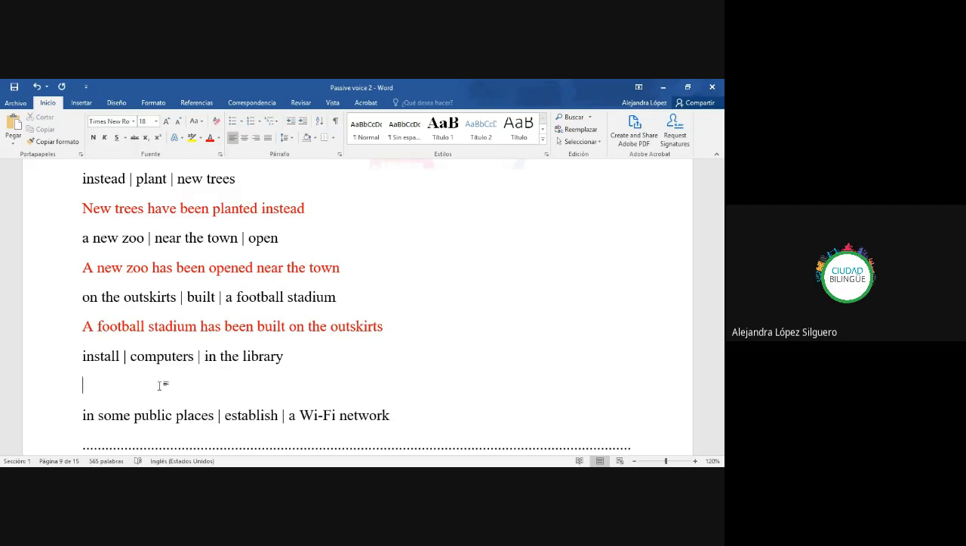Okay. Computers have been. Remember, computers we have a plural, computadores. So the auxiliary will be have been. In the library iría de último, right? It's a complement for place. Empezamos primero con el sujeto y por último los complementos, que en este caso son complementos de lugares. So, will be computers have been installed in the library. This is the answer. Very good, Israel. Very good, Vivian. Solamente que recuerda la de plural y singular.